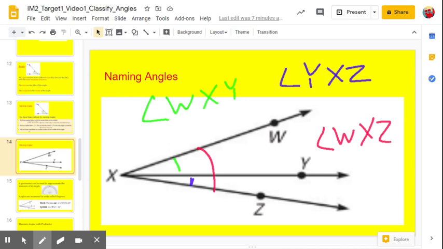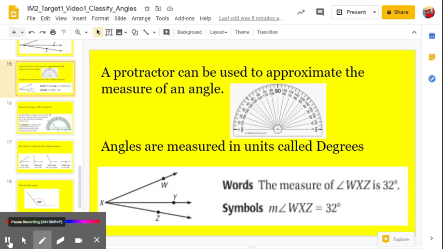Now, if you went the other way with them, if you said YXW, that's fine. If you said ZXW, that's fine. If you said ZXY, that's fine. But those are the three angles that you should have written down. So back in the day, you may have measured some angles using a protractor, and it gives us the approximate measure of the angles. Angles are always measured in degrees.